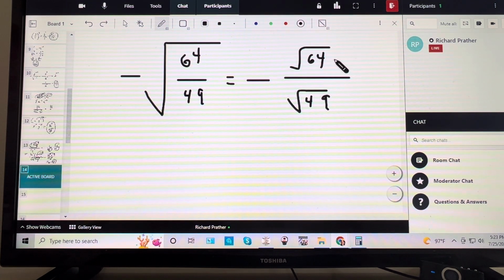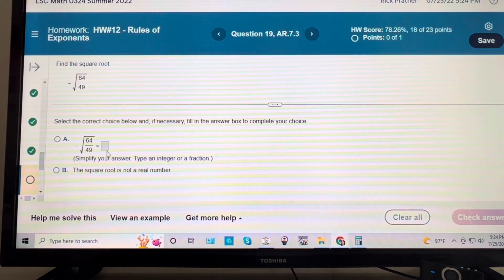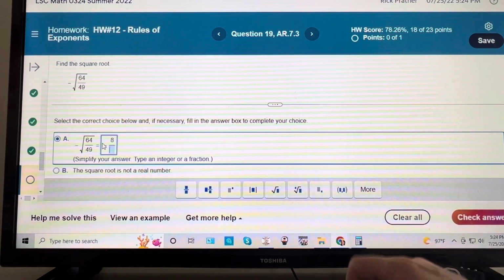The square root of 64, we did that already. That was 8, because 8 times 8 is 64. Since 7 times 7 is 49, that's 7. So the answer is negative 8 over 7. Both halves of the fraction came out exactly. Sometimes they both come out exactly, sometimes neither, sometimes one or the other, so you just do what you can. Negative 8 over 7. Which doesn't reduce because 7's prime.